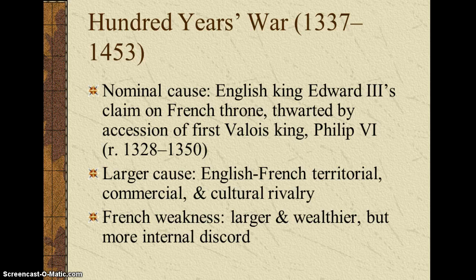It is also the rise of nationalism and the nation state. These are the key ideas for the 100 Years' War. Now let's take a look at it. The nominal cause is English King Edward III's claim on the French throne was thwarted by the accession of the first Valois king, Philip VI. Now, what I want to do is this name right here, Valois, is very important. Pay attention to that in your text and in your notes.